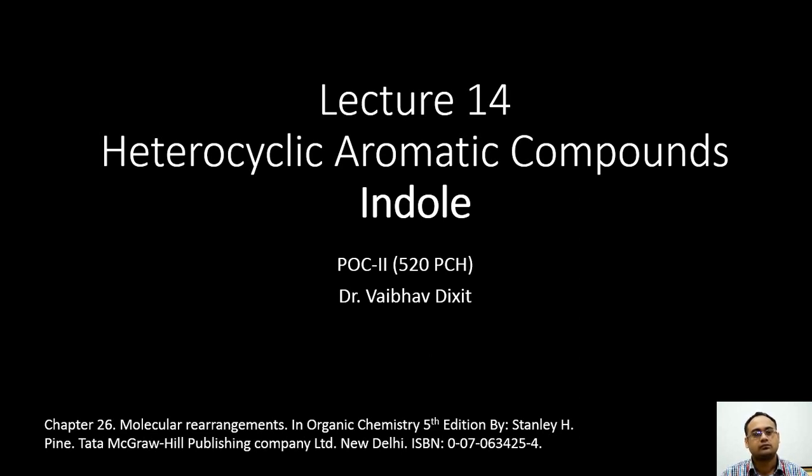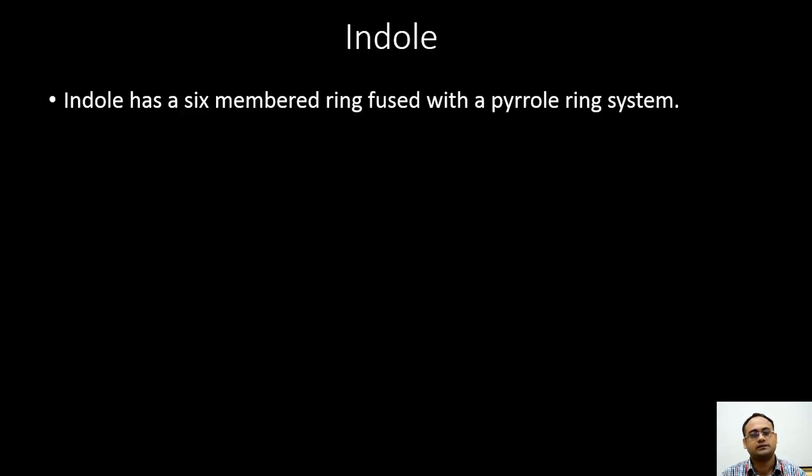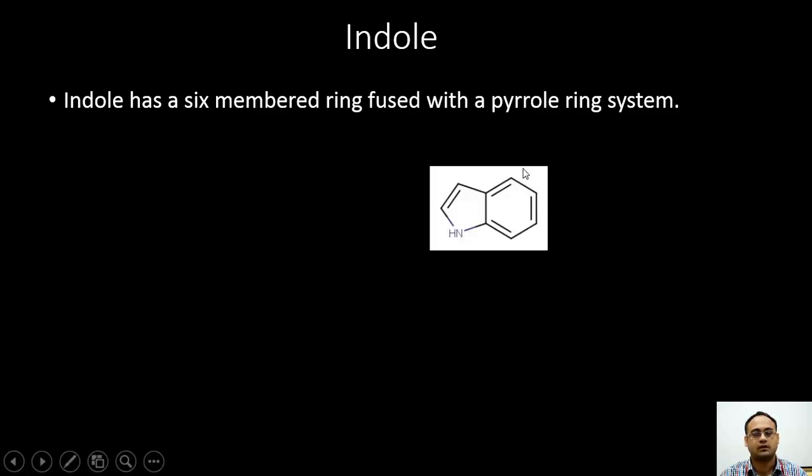Today we are going to talk about heterocyclic aromatic compounds, and the next compound that we are going to study is indole. So, what is indole? Indole is a heterocyclic compound which has a six-membered ring fused with a pyrrole ring. A six-membered benzene ring is fused to a five-membered pyrrole ring. Whenever such fused structures are present, we call it indole.